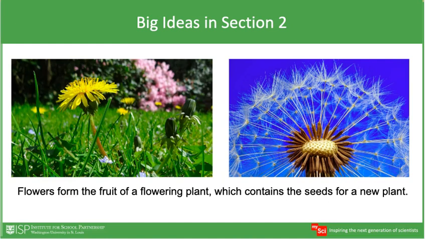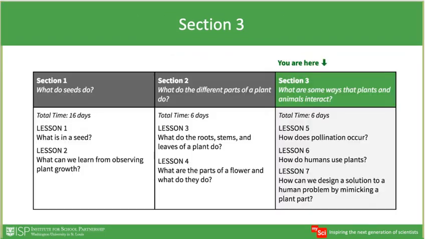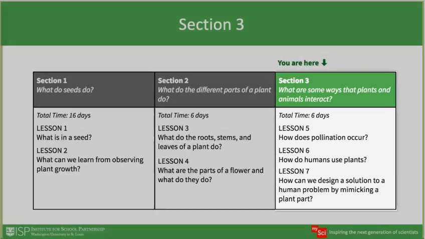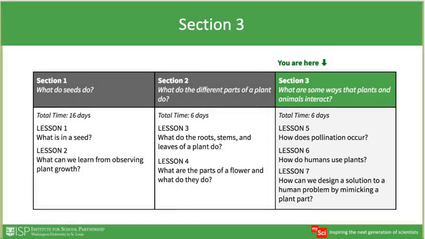They read books, observe flowering plants, and make scientific models of flowers to figure out that flowers form fruits and fruits contain seeds for a new plant. Section 3 asks students to explore ways that plants and animals interact. This section will take about 6 days.